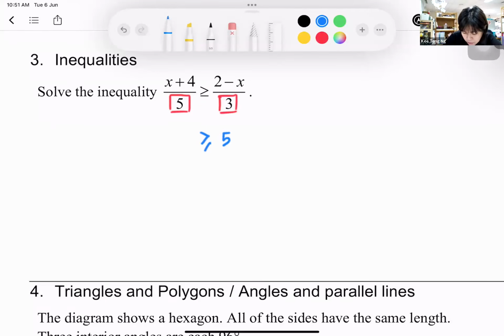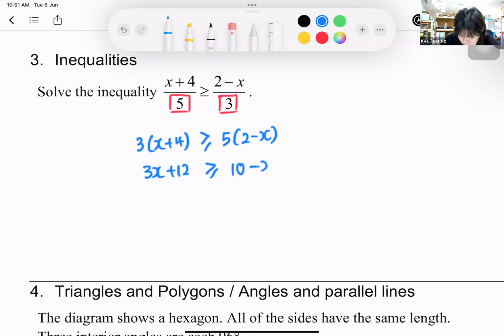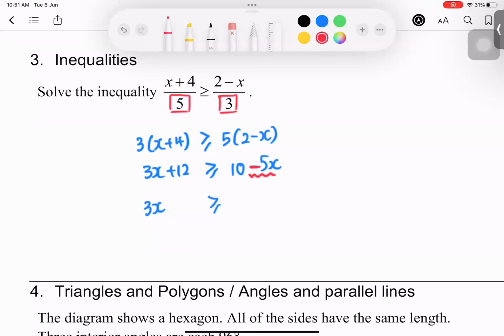So this one will be 5 bracket 2 minus x on the right hand side. Then 3 will go over to the left hand side, and we get 3x plus 12 and 10 minus 5x. We'll work it just like it's an equation. We try to put all the x on one side, 3x, and I'll shift this minus 5.